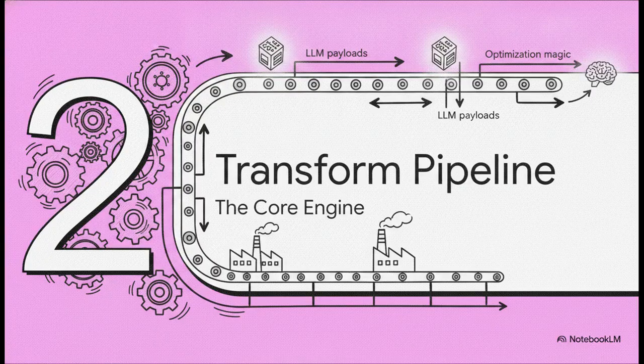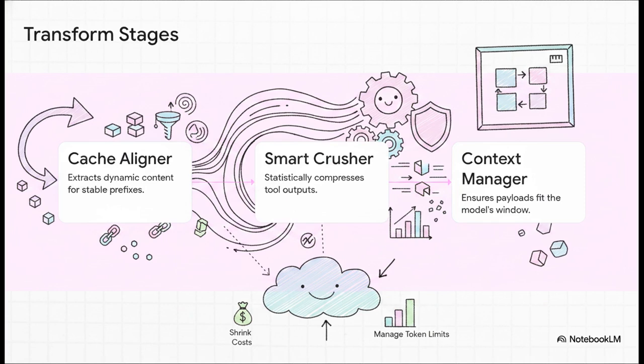Section 2. The transform pipeline, the core engine. Now we're stepping onto the factory floor. This is where the actual optimization magic happens. Every single intercepted message flows through a sequence of 3 independent transforms: the cache aligner, the smart crusher, and the context manager. And what's really fascinating about this sequence is just how resilient it is.